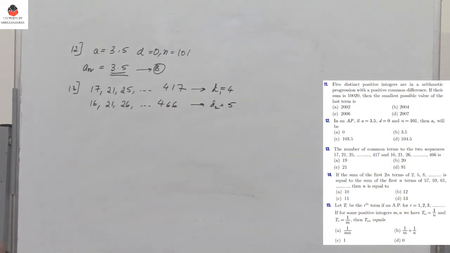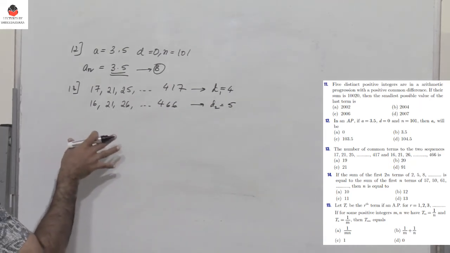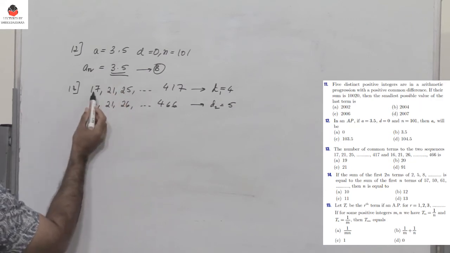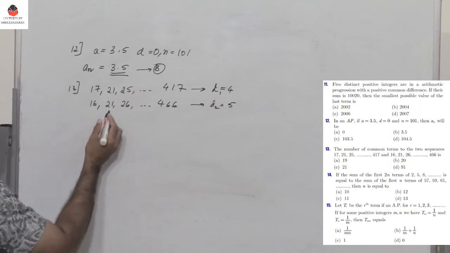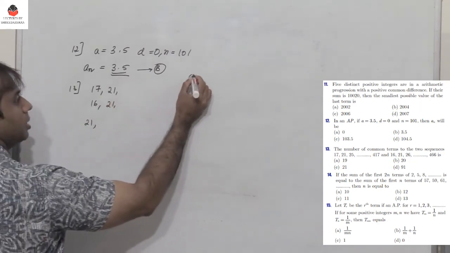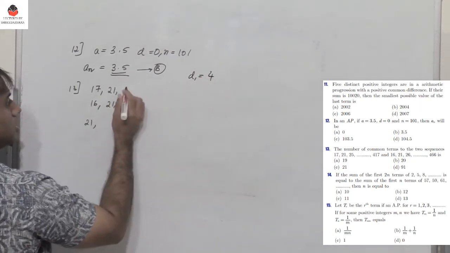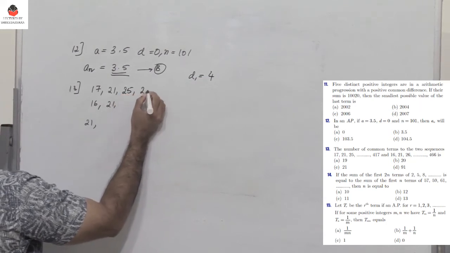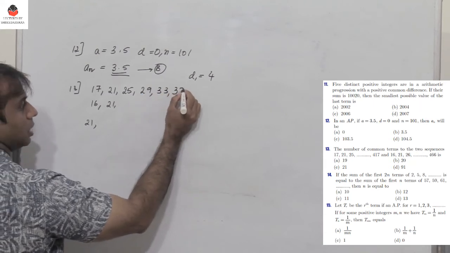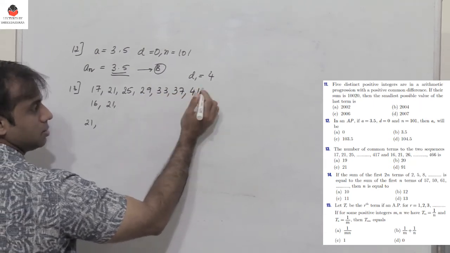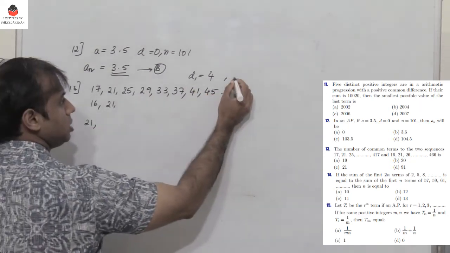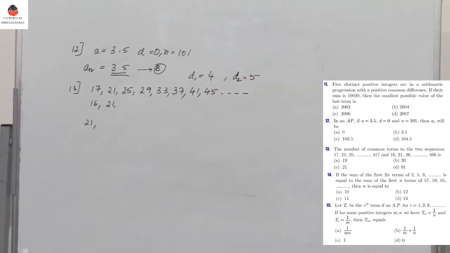Now I need to find the number of terms which are in common. How many terms of these two arithmetic progressions would be common? So I find that the first term is 21. So for the first sequence, the common difference d1 is 4. So the next term will be 25, and then 29. Then you have 33, 37, 41, 45, and so on. For the second sequence, d2, the common difference is 5. So let me list it out.